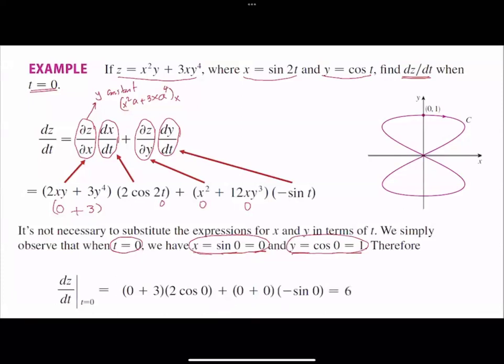Then you add them all together. It becomes 6. Cosine of 0 is equal to 1, and sine of 0 is always 0 as well. So you end up with 3 times 2 times 1, which is just 6. So this is the rate of change of the function with respect to t at 0 and 1, or when t is equal to 0.